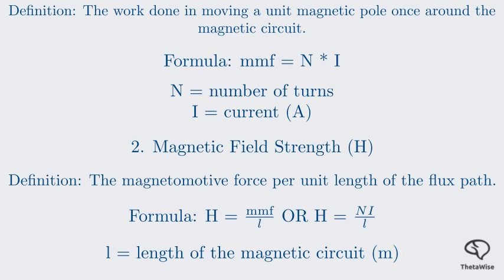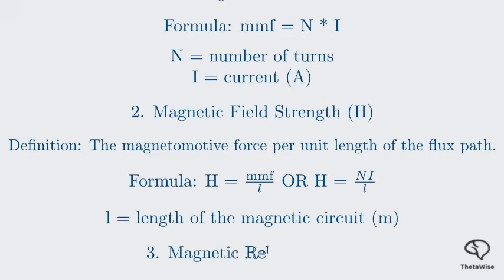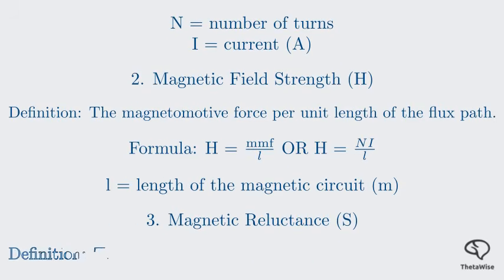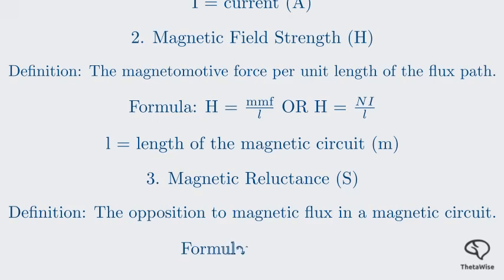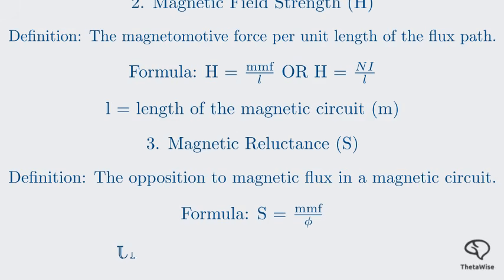Finally, let's define magnetic reluctance. Reluctance, represented by the symbol S, is the opposition to the magnetic flux in a magnetic circuit. It is the magnetic equivalent of electrical resistance. The formula for reluctance is S equals MMF divided by phi, where phi is the magnetic flux.